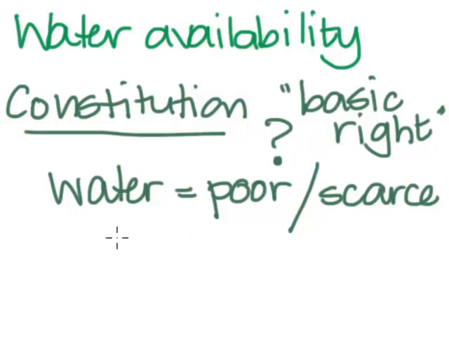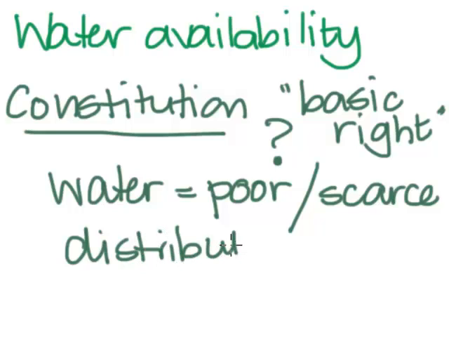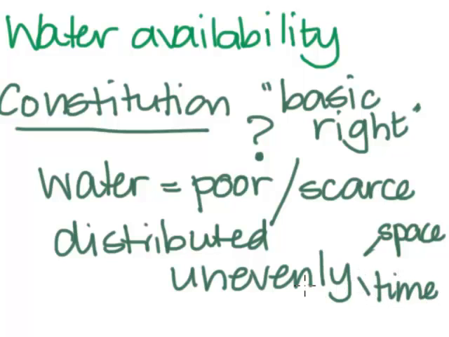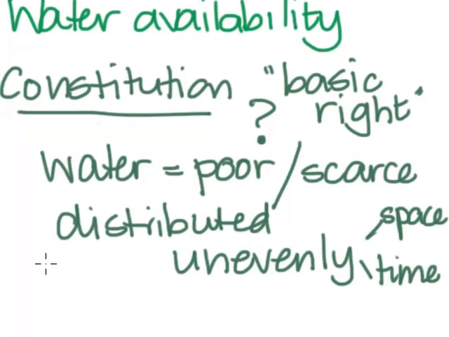It is distributed unevenly, and that unevenly is in space, in other words, across South Africa, as well as at times we have seasonal rain. Now, the increasing demand for water, more and more people are demanding water, and the decreasing water quality makes careful water management a priority in our country.